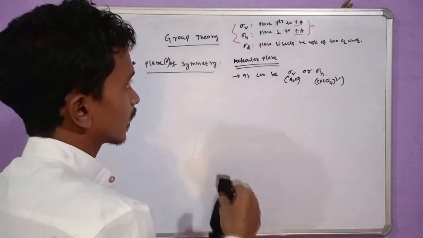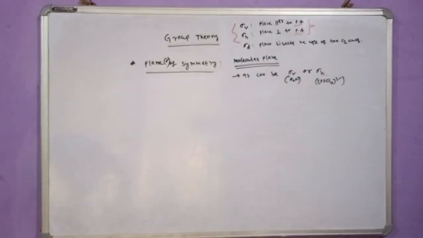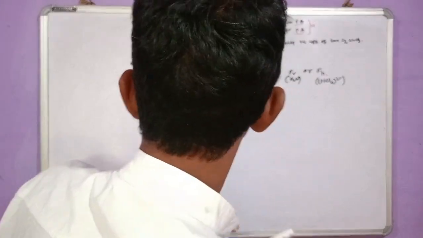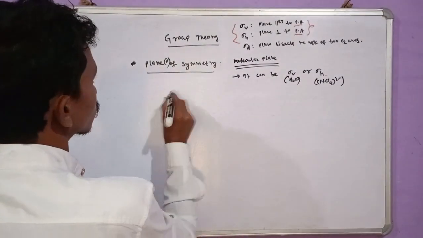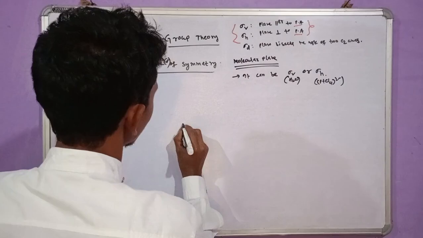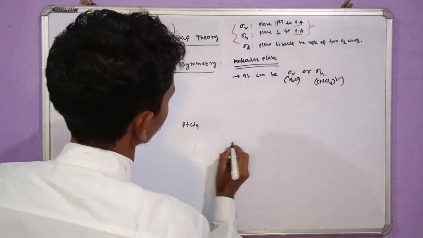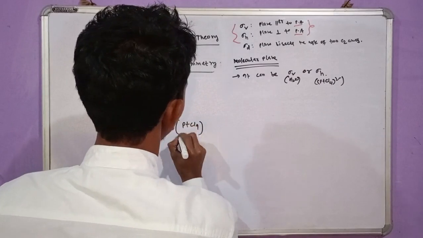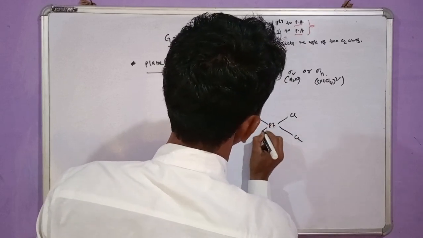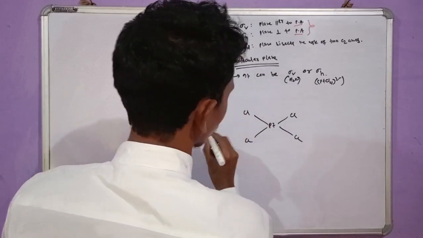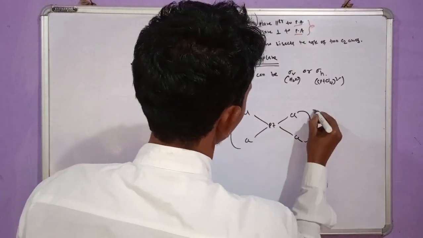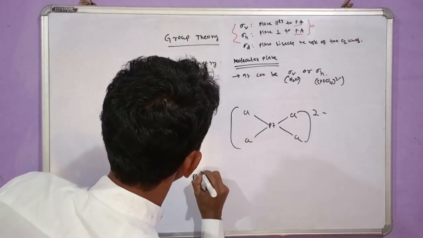Now we'll discuss the dihedral plane. So what is a dihedral plane? A plane that bisects the angle between two C2 axes. Let's take PtCl4. Although the actual molecule is like this, I will draw it for understanding.